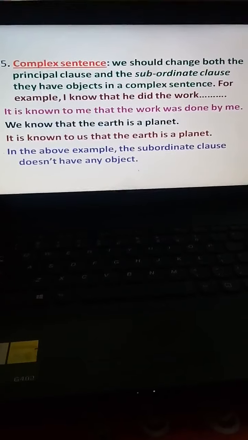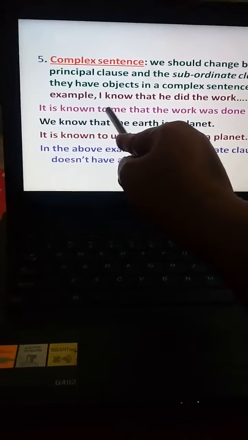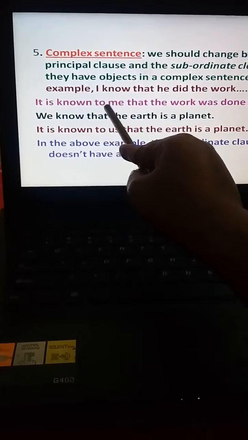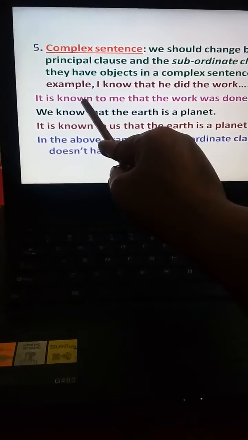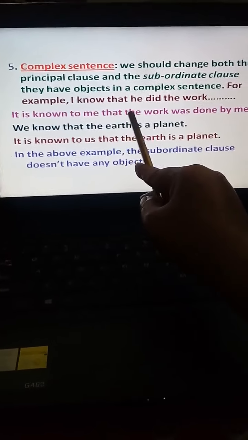of the sentence can be changed into passive form. That is, I know should be changed this way: It is known to me. To is always used after know or known. It is known to me that he did the work.